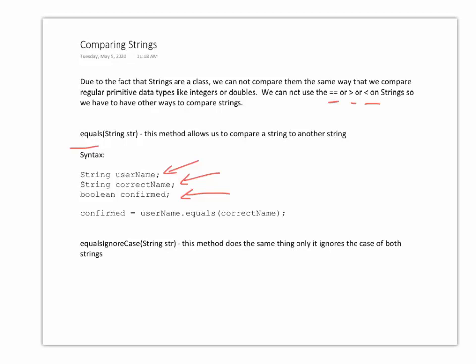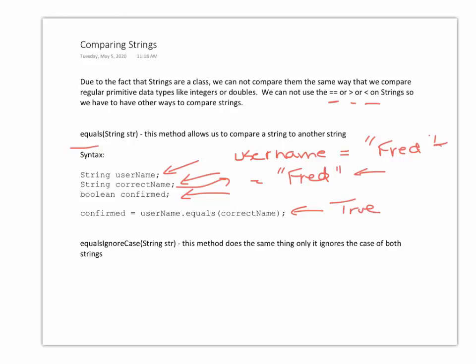So if we say confirmed equal username dot equals correct name, this will return true if the username is the same as correct name. Okay, so if we said that username was equal to Fred, let's say, and correct name was equal to Fred, then this would return true. This statement here would return true because both username and correct name are Fred.